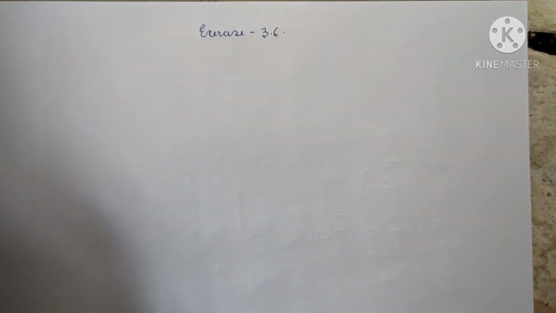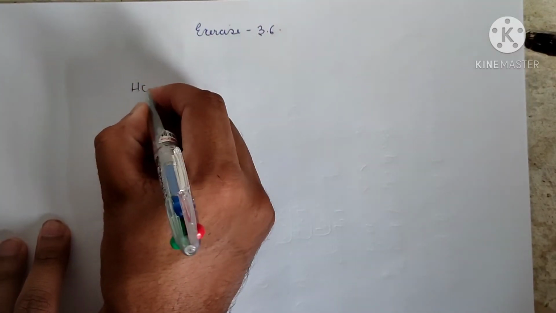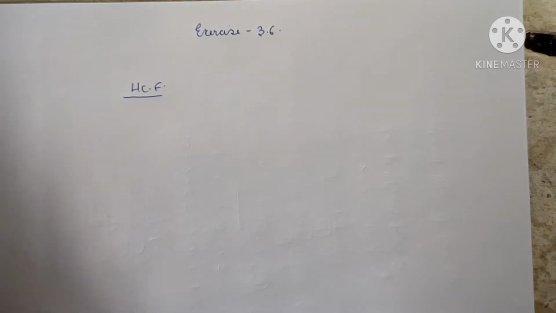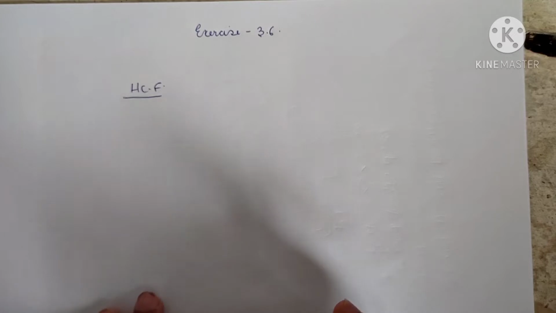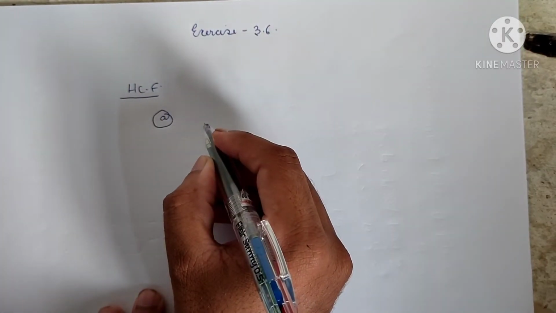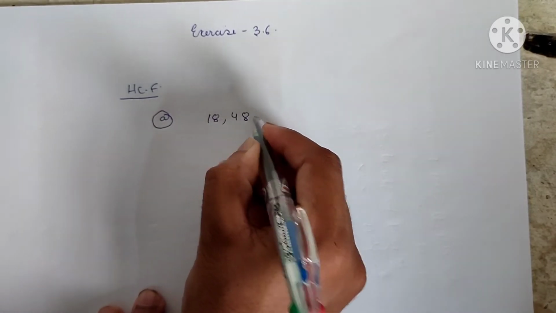If you have copied the notes as I've given you in the PDF, you can go through it and see how to solve them. So first let us see what is HCF. HCF means the greatest number that divides the given numbers. So suppose you are going to find, see your textbook first question, find the HCF of the following numbers: 18 and 48 is given, isn't it?